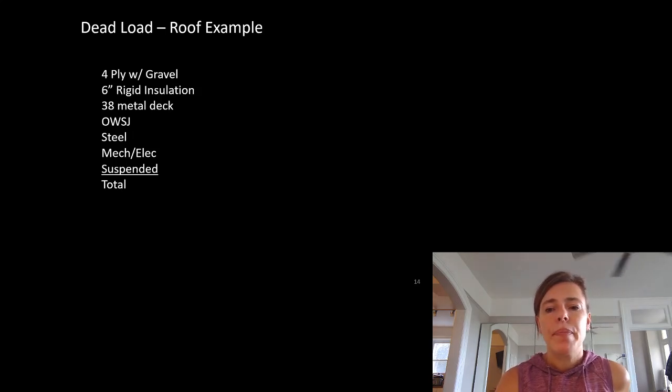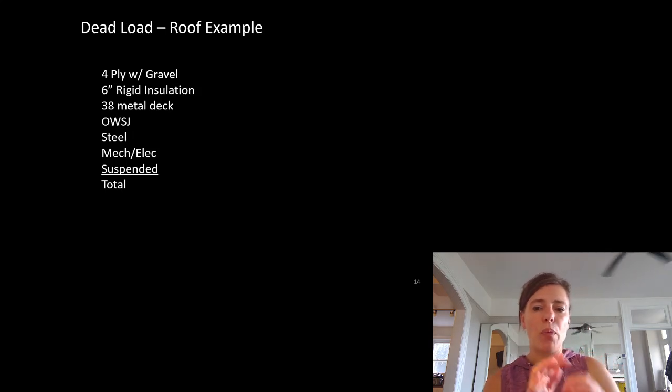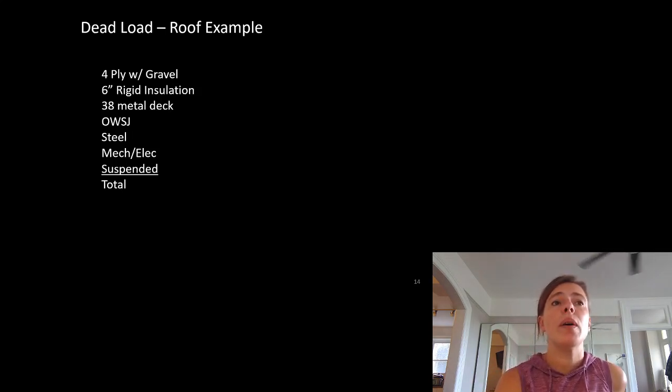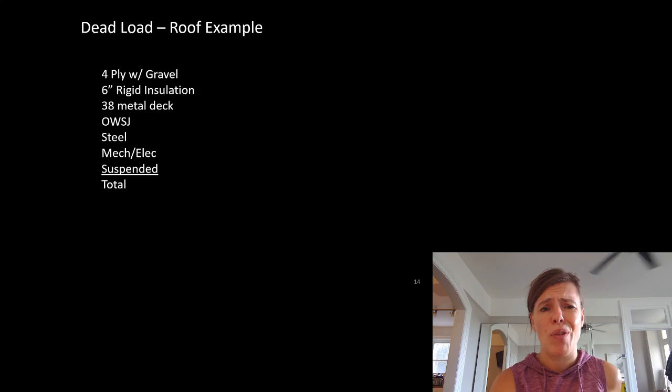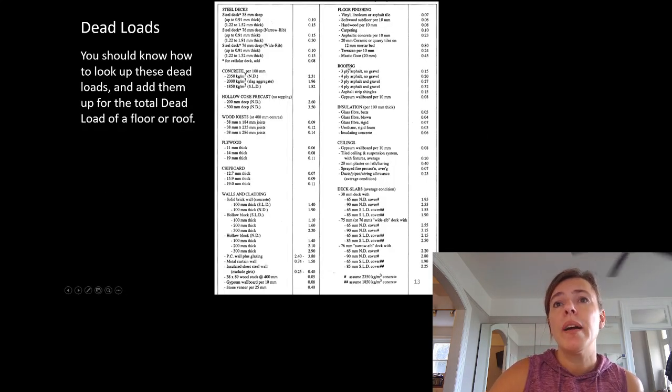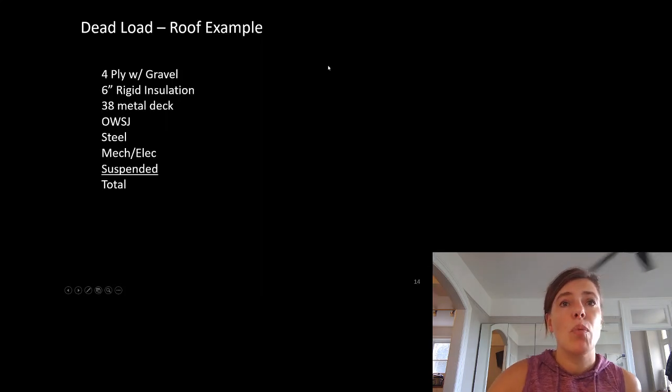So we're going to go through this example right now. I'm not going to break off and do this by hand because I think we can talk through it in a pretty simple way. The first one is 4-ply with gravel. Now we're looking at the dead loads for a roof example. So 4-ply with gravel probably means we're talking about roofing of some sort. We can come over here, roofing right here, 4-ply asphalt and gravel. Looks like it's 0.32 kPa. So we would write down 0.32 kPa right here.